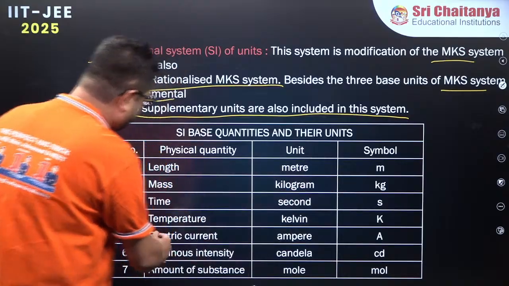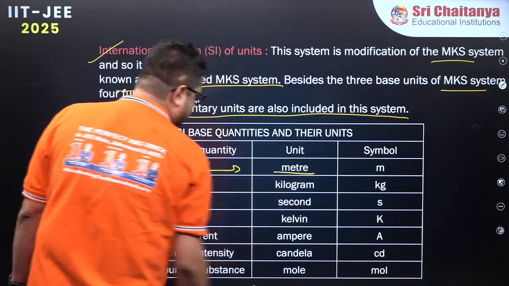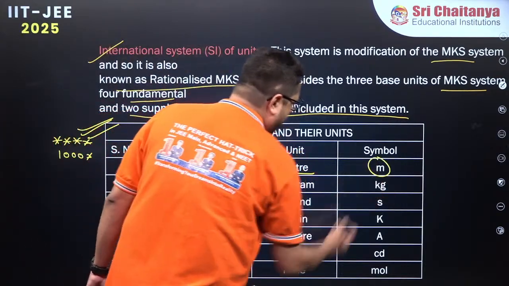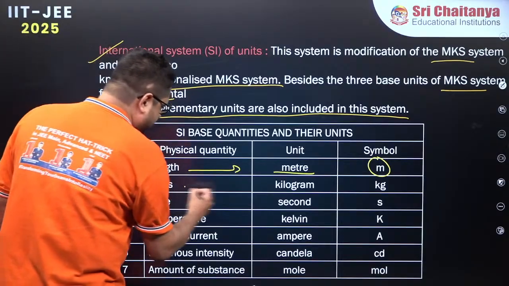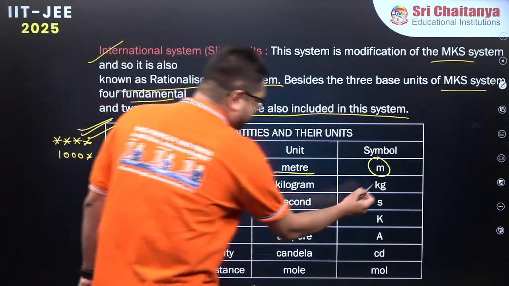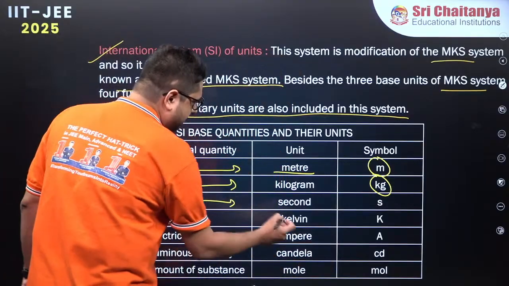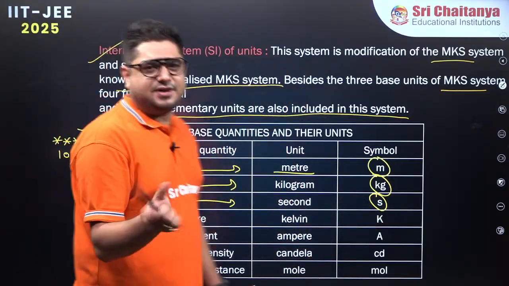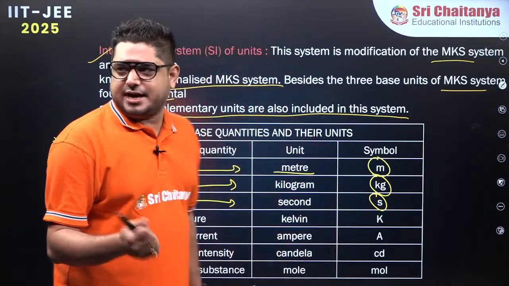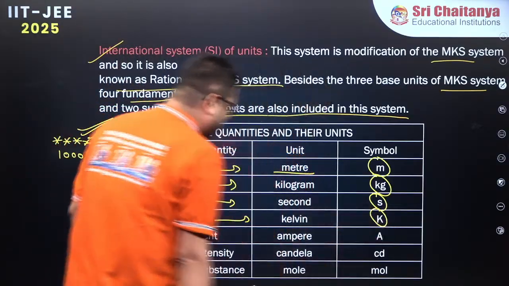So what are the units over here? Length is measured in meters, and the symbol, which is very important, is m. Mass is measured in kilogram, and the symbol is kg. Time is measured in seconds, and the symbol is s. Temperature, once again a fundamental quantity, is measured in Kelvin, and the symbol is K.